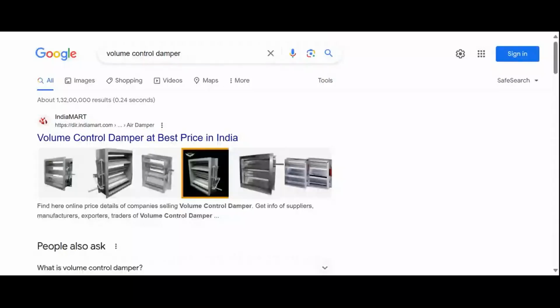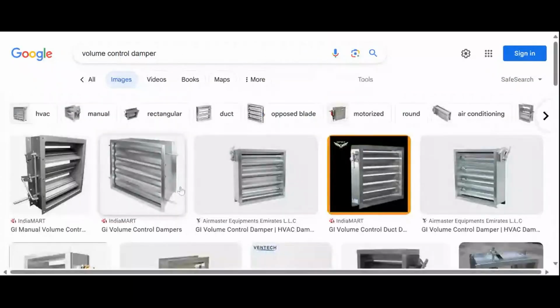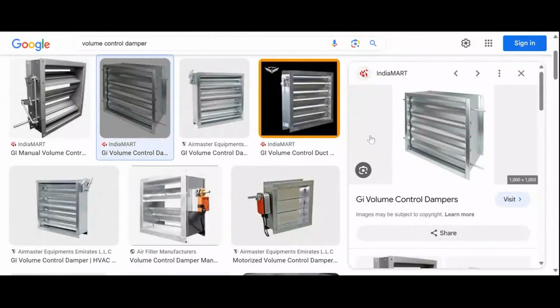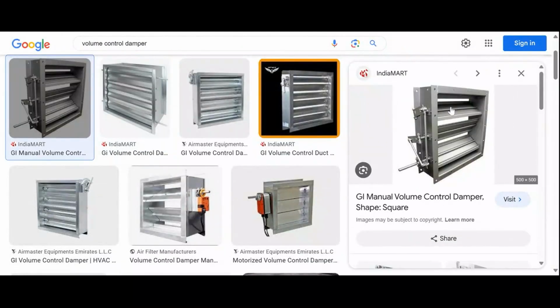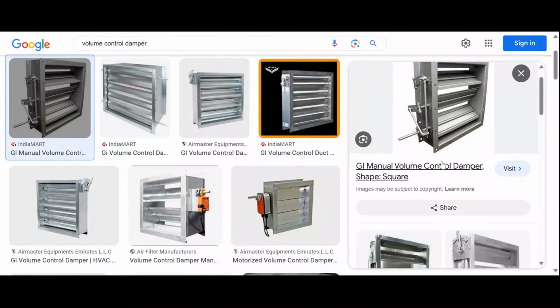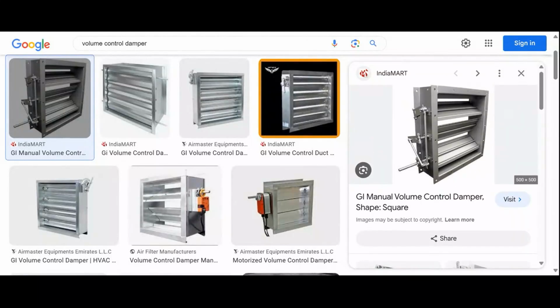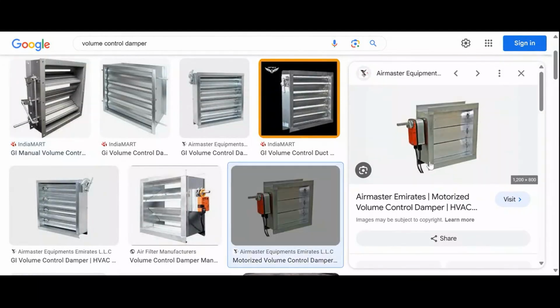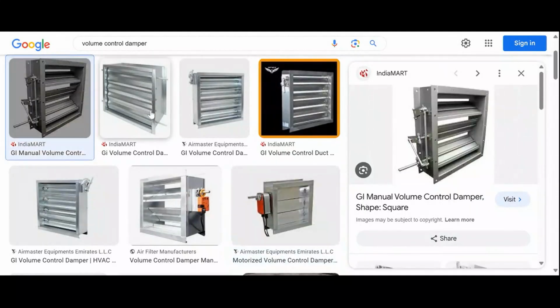No, this volume control damper is one kind of valve, sir. Are you able to see this image? Yeah, just now sir. So this is a volume control damper. It's also one kind of valve. In plumbing terms, it is a valve. Yeah, it's a controlling device. This is pneumatic, and this is manual.